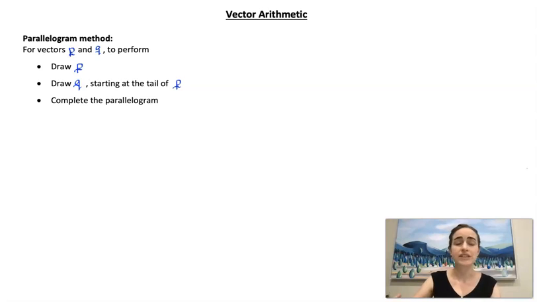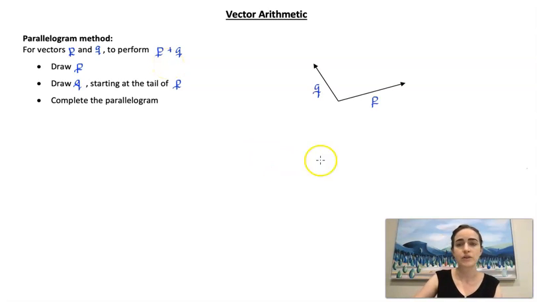The second method, or the second way that people visualize this, is called the parallelogram method. For two vectors, if we want to perform that same addition of p plus q, then we're going to draw p, but this time we're going to draw q starting from the tail of p, so they both have that same starting point. And then we're going to complete the parallelogram and draw in the diagonal. I've just used the same vectors that we had in our last question. I've drawn p here, and then starting from that same starting point, I've drawn q from there.